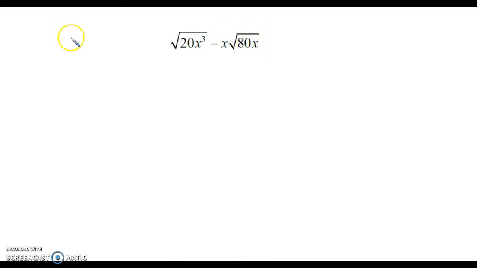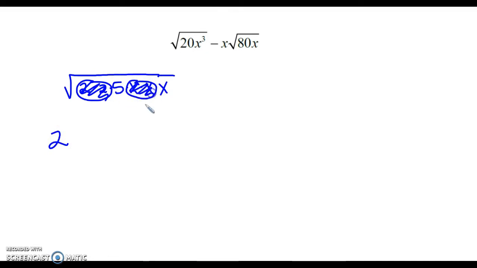All right, prime factorization on the square root of 20. That's 2 times 10, and 10 is 2 times 5. And then we have x times x times x. And let's just keep going with this, and then we'll deal with the second term. It's a square root.